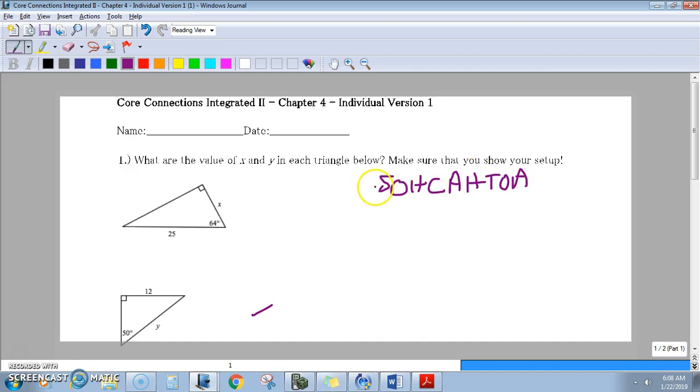Okay. Short for the sine is the opposite side over the hypotenuse. The cosine is the adjacent side over the hypotenuse, and the ratio for the tangent is the same as the slope angle, is the opposite over the adjacent.